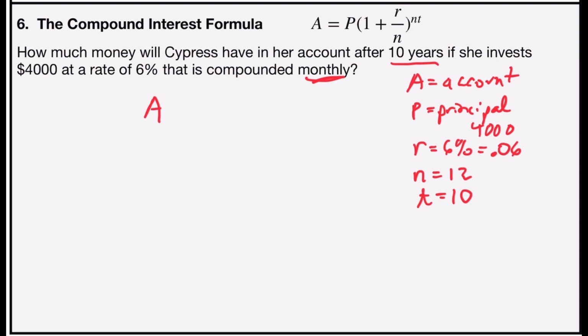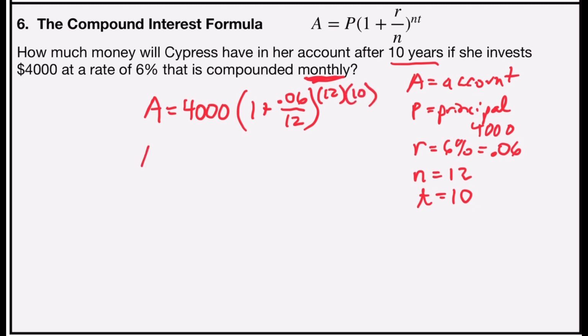So A is equal to the principal, which is 4,000, that's the amount we invested, times (1 plus the rate, which is 6%, and in decimal form, that's 0.06, over N, which is the number of times it's compounded in a year, and since this is compounded monthly, it's 12), raised to the N again, that's the same 12, times the time of the investment, which is 10 years.